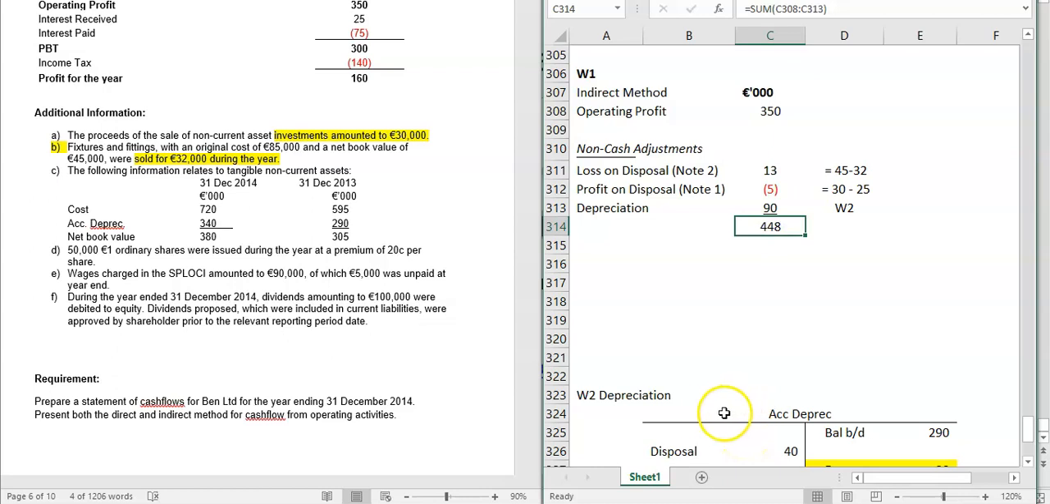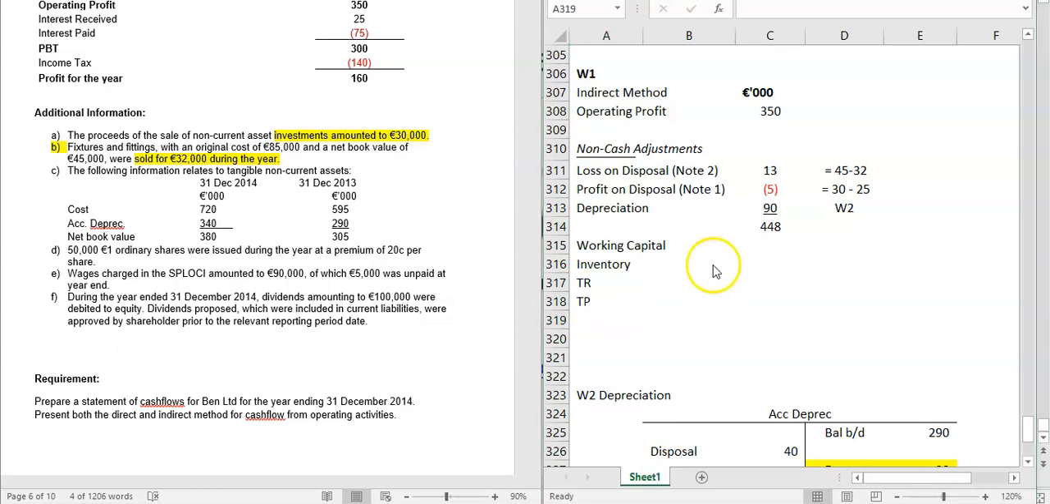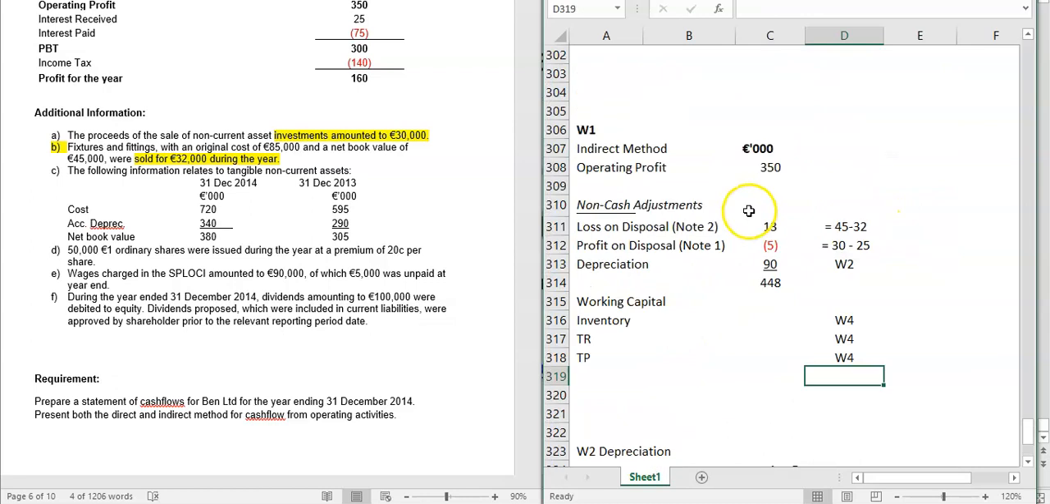The next step, what you do then, is you do your working capital. Working capital: inventory, trade receivables, and trade payables. We'll do these as separate workings. We'll look at working 4. So show the examiner just nice and neatly laid out and easy to follow. Sorry, working 3.